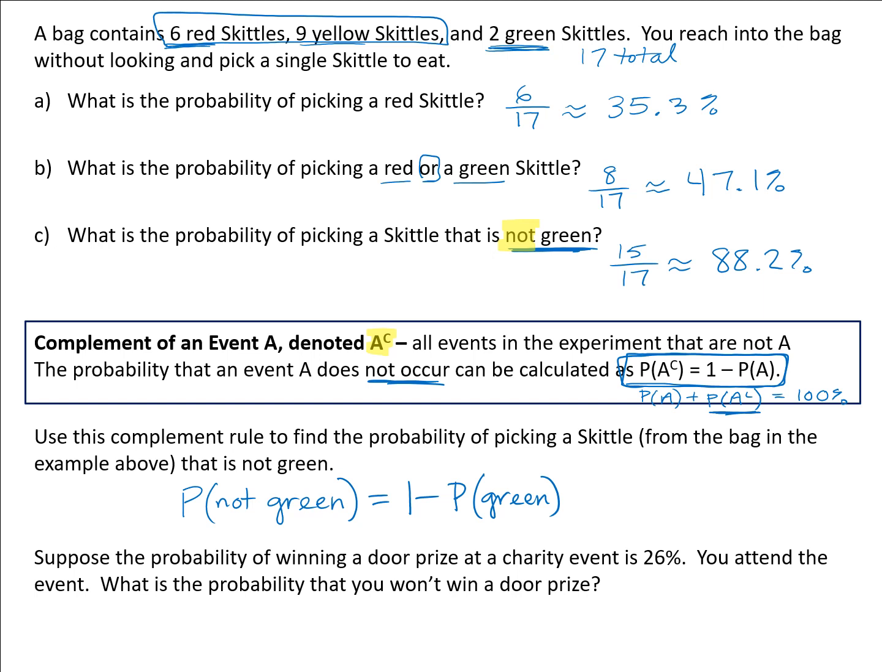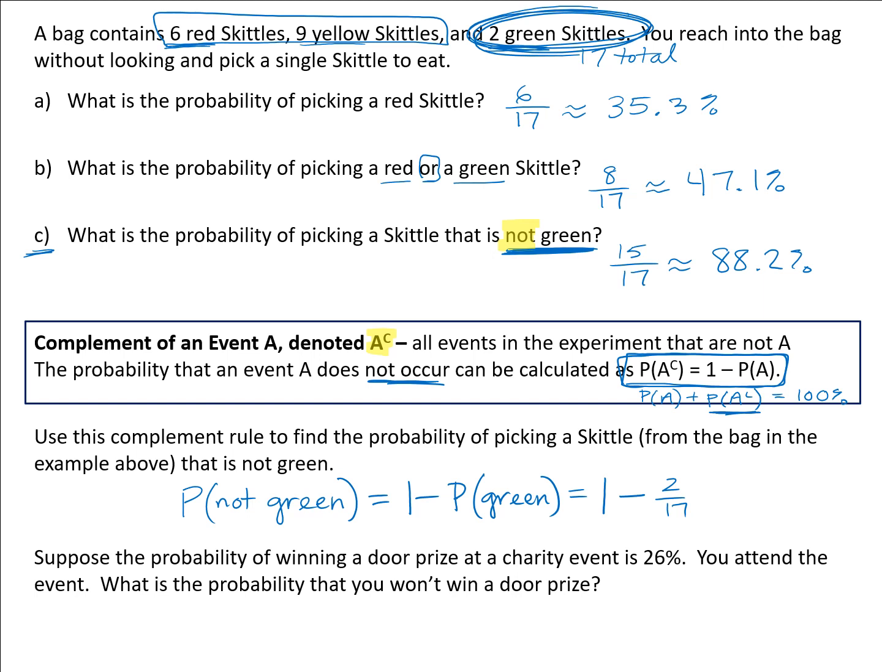So we can use this complement rule to actually answer the question we had up above in part C. The probability of not being green is equal to 1 minus the probability of being green. Well, let's take a look at that with this setting. So I have 1 minus. Now to work out the probability of green, I go back to the original data. There are 2 green Skittles out of a total of 17 Skittles in the bag.